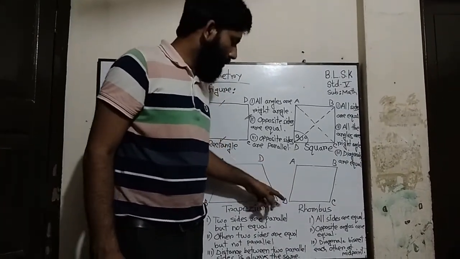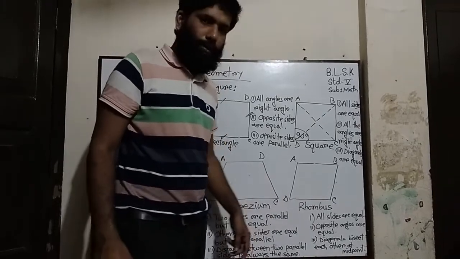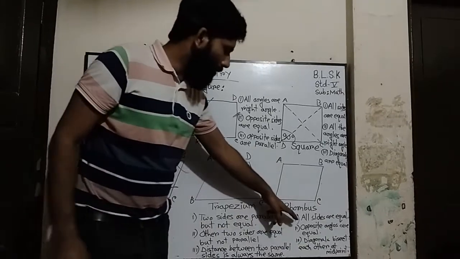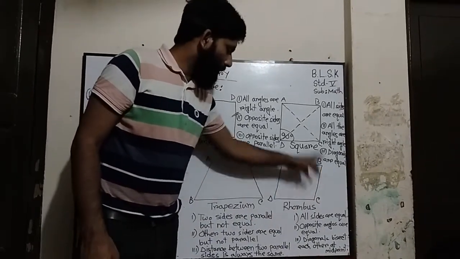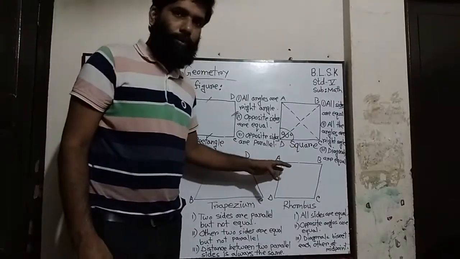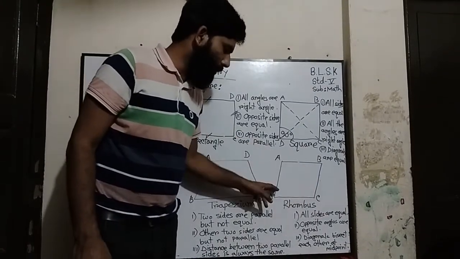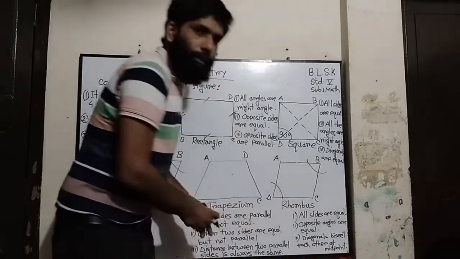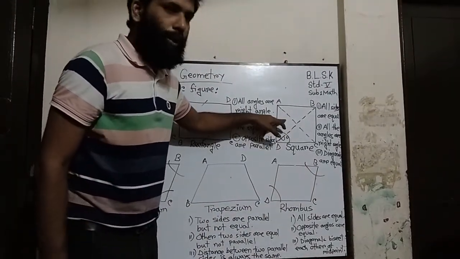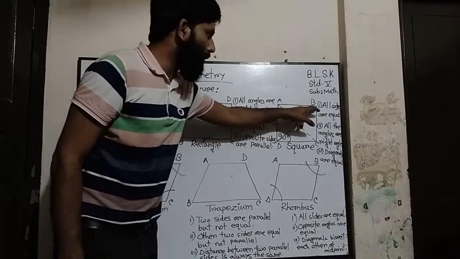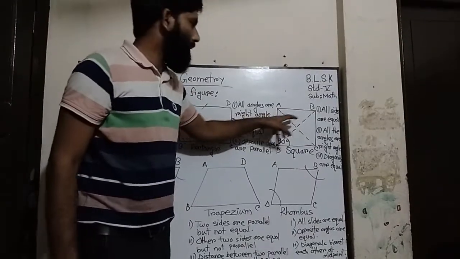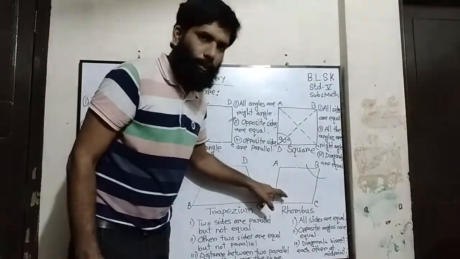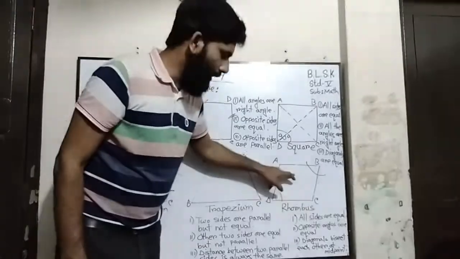Number 6, the figure drawn is a rhombus. The characteristics of a rhombus: number 1, all sides are equal. That is the most important characteristic of a rhombus. Number 2, opposite angles are equal. Similar to a square, but in a square all sides are equal and all angles are 90 degrees. In a rhombus, just the opposite angles are equal.